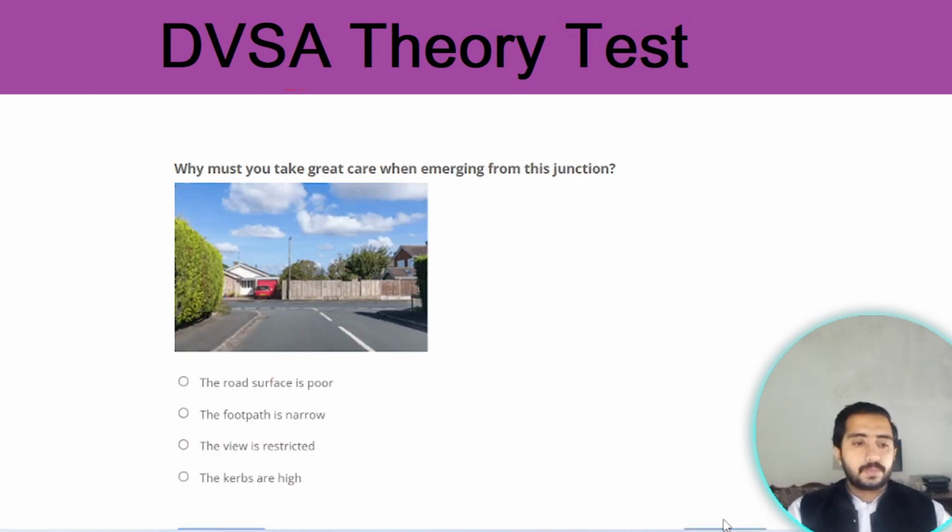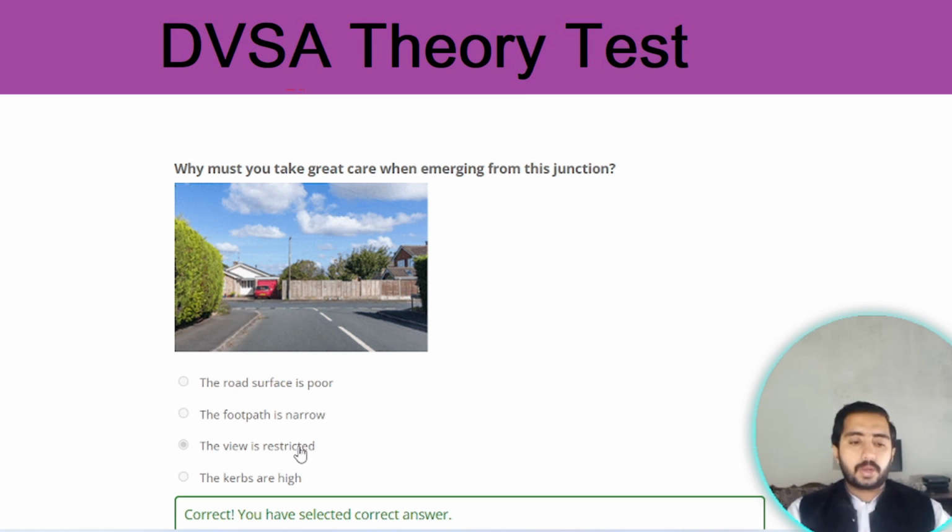Next question. Why must you take great care when emerging from this junction? When emerging from this junction, as you are shown in the given image, in this case the view is restricted. Option C is the correct one.